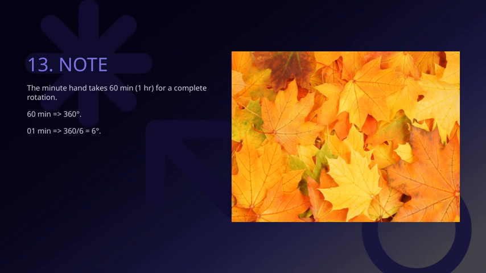This is a key concept because it helps us understand how the movement of the minute hand relates to time, and it's fundamental when we're analyzing clock angles or solving related problems. Remember, this gradual movement is what keeps the clock ticking accurately and allows us to measure elapsed time precisely.